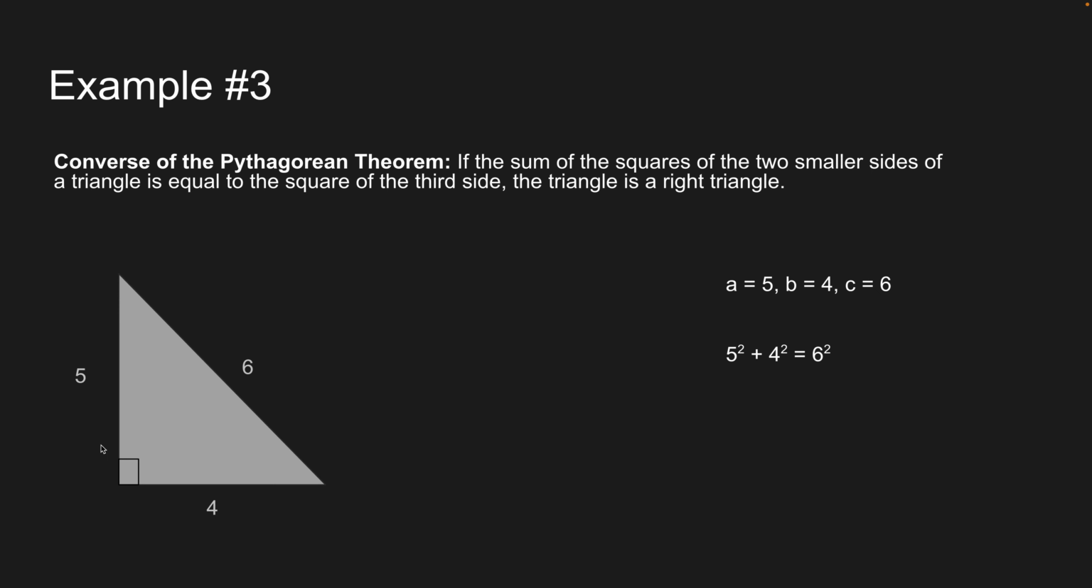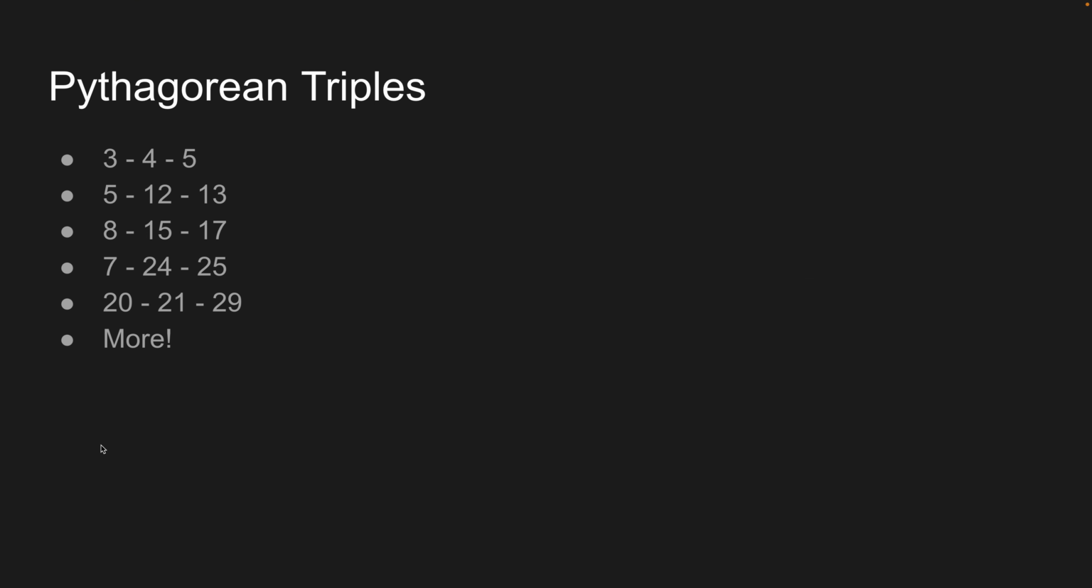4 squared plus 5 squared equals 16 plus 25. But that adds up to 41, not 36. So, the triangle in question is not a right triangle.